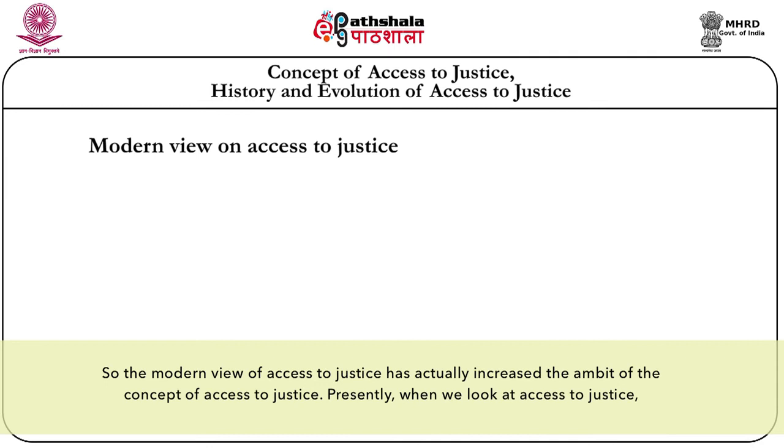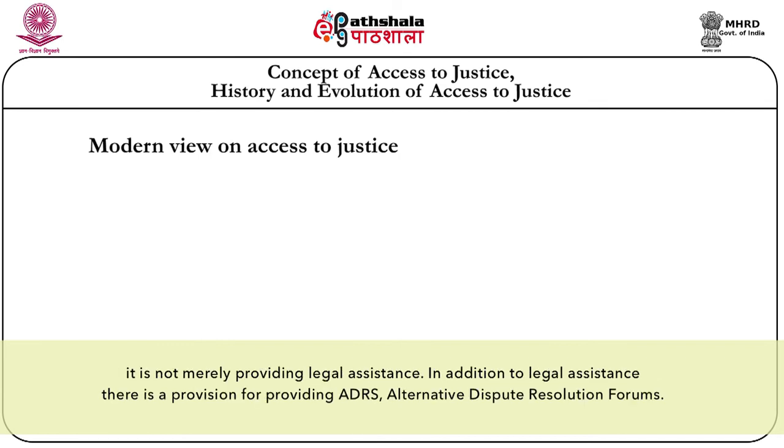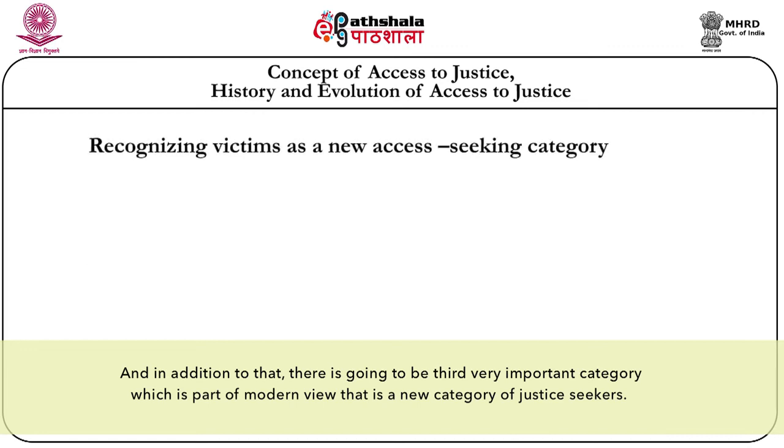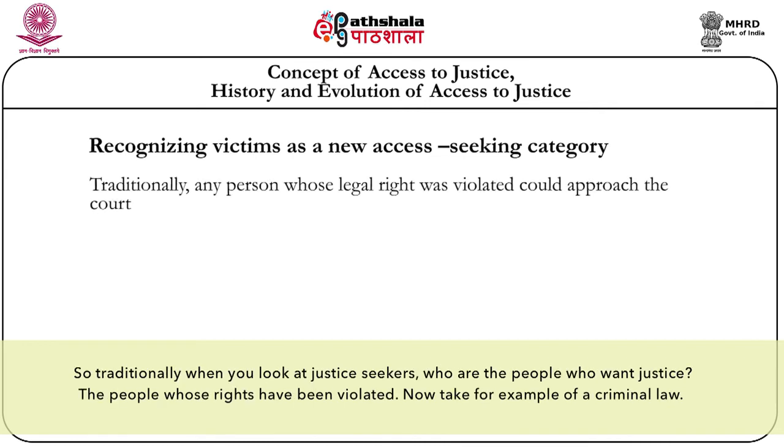Now, presently when we look at access to justice, it is not merely providing legal assistance. In addition to legal assistance, there is a provision for providing ADRs, alternative dispute resolution forums. And in addition to that, there is a third very important category which is a part of the modern view, that is a new category of justice seekers. So, traditionally when you look at justice seekers, who are the people who want justice?